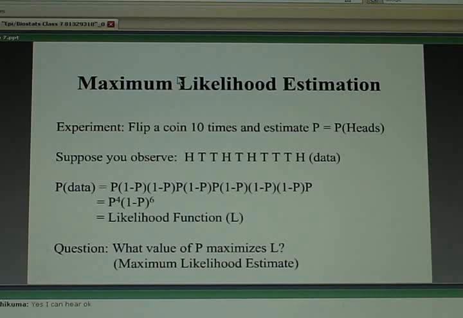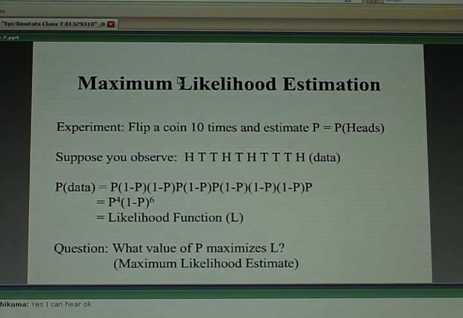The fifth time I got a tail. The sixth time I got a heads. Then I got 3 tails in a row, and then I got a head. So this is what my data is from this: 4 heads and 6 tails. Now, what's the probability of observing what I actually saw?